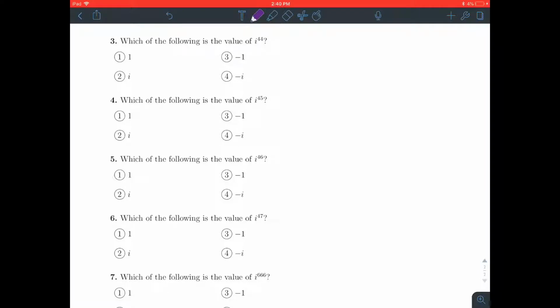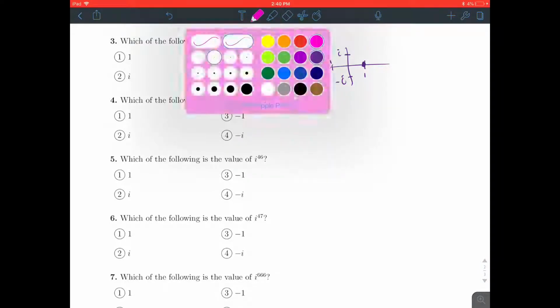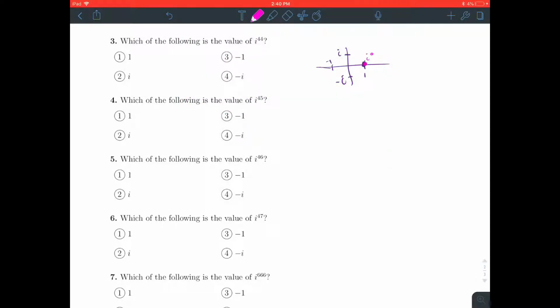So let's see if we can use this to answer some multiple choice questions. i to the 44th power. So all of our rotations start off at i to the 0th power, which is 1. I like to draw this diagram anytime I do i to an exponent. So since i to the 0th power is here, and we start off here, that means that i to the 4th power, 1, 2, 3, 4, will also be here.